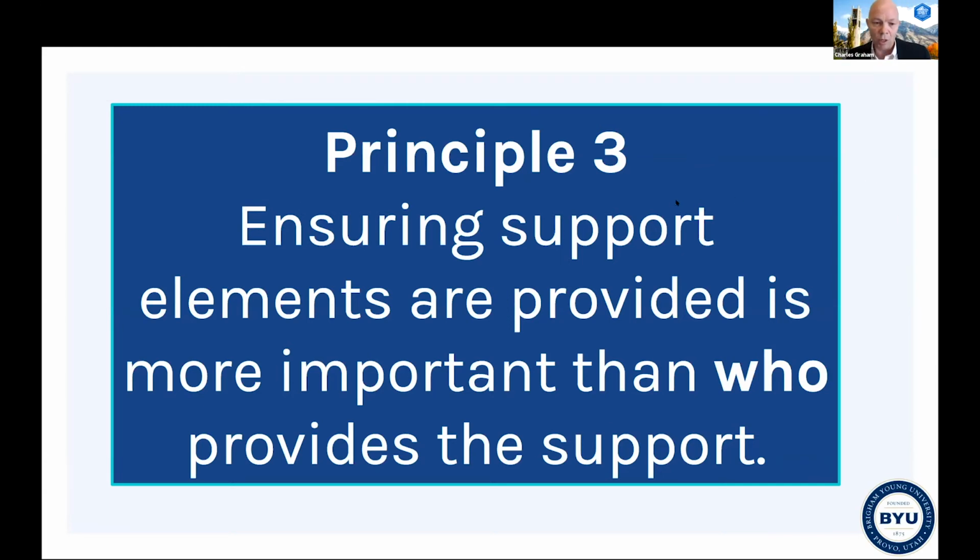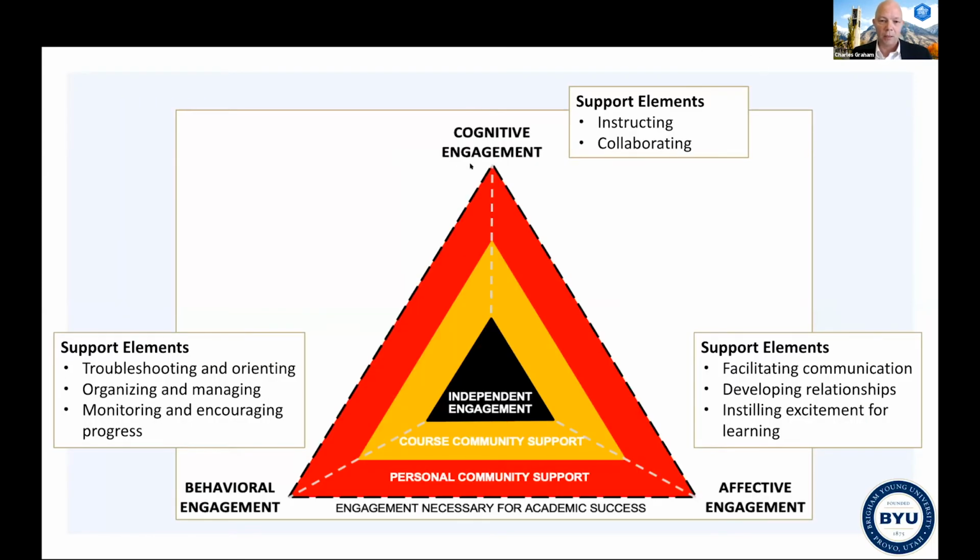Principle 3 that I want to talk about is the importance of ensuring that the engagement support elements are provided, which is more important than who actually provides the support. So if we look at this model, there are some elements that make up cognitive engagement, for example, instructing and collaborating. There are support elements that make up the affective engagement: facilitating communication, developing the relationships, instilling excitement for learning. And then behavioral engagement: things like troubleshooting and orienting, monitoring and encouraging progress, organizing and managing.